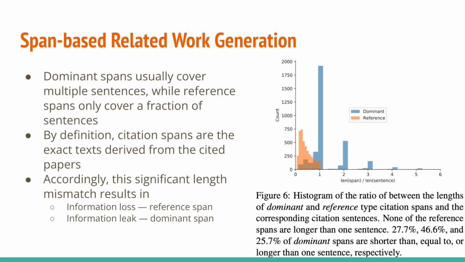Let's move to the actual related work generation task. As the figure shows, there's an obvious mismatch between citation spans and the sentences. Dominant type citation spans usually cover multiple sentences, while reference type spans only cover a fraction of the sentences. By definition, citation spans are the exact text derived from the cited papers. Accordingly, this significant mismatch results in information loss for reference type spans and information leak for dominant type spans in the citation sentence generation task according to the previous task settings.